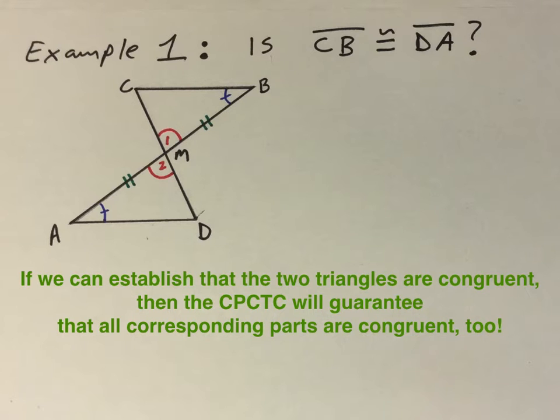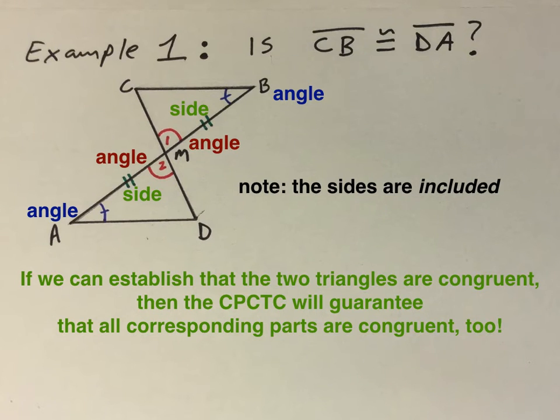So take a look. We've got angle A and angle B. We know that I've got a side AM and BM. And lastly, I've got the two little angles. Because of vertical angles, I know 1 and 2 are congruent. And if you look at one triangle, the side is an included side, which means we'll use ASA to prove triangle congruence. So let's work that.